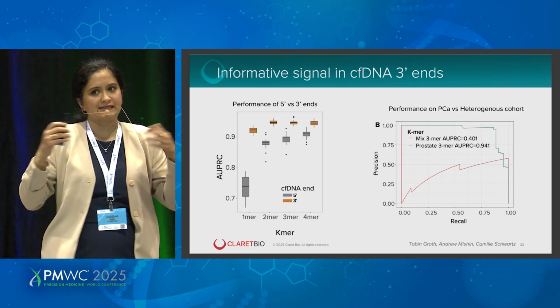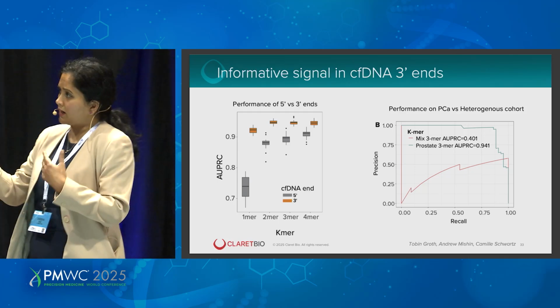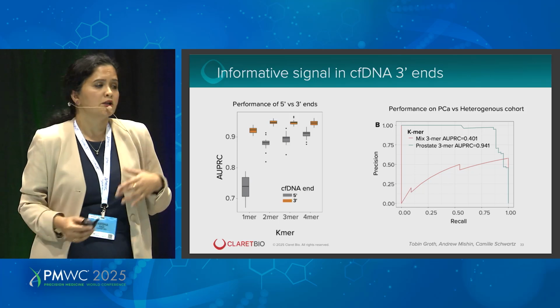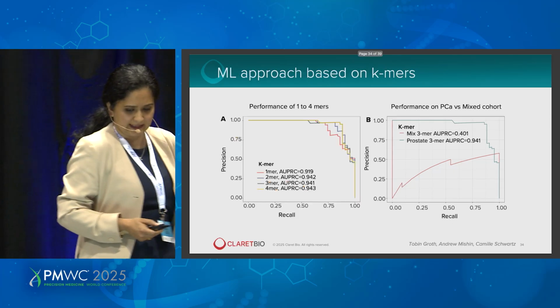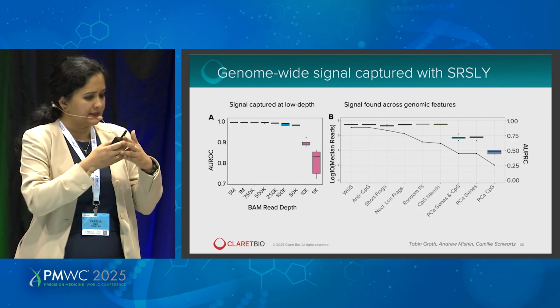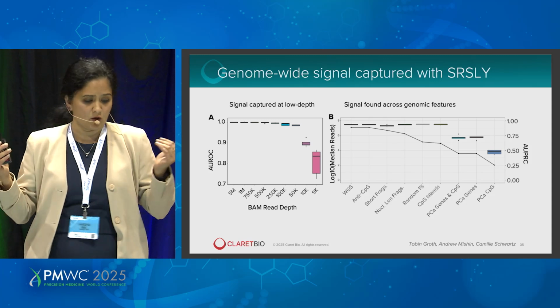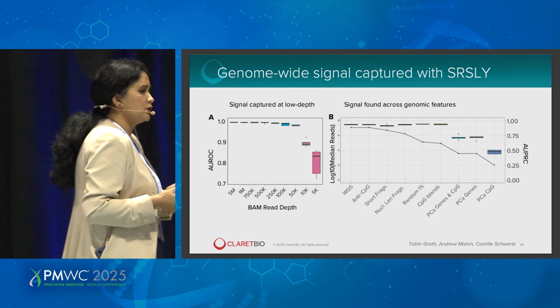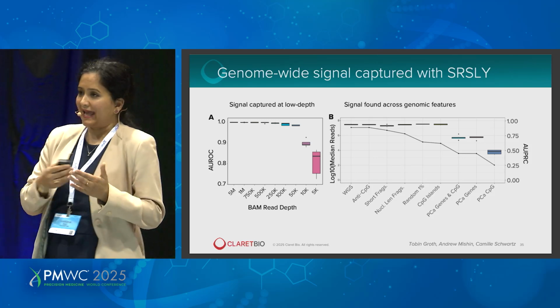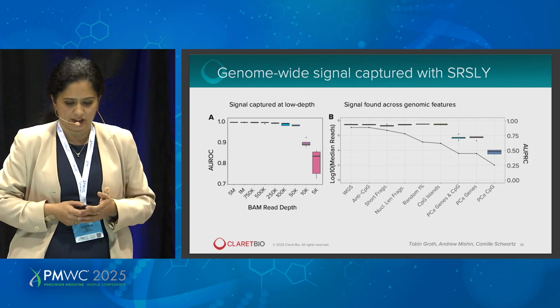When we looked at the performance of this classifier, we saw that it worked really well with prostate cancer. However, when we tested the same classifier with another cohort which had mixed cancers, it did not perform as well, showing that this is specific for the disease. And then we also saw that the signal was captured at very low depth, where even at as low as 100,000 reads, we are retaining the signal, and that the signal is spread across the genome.